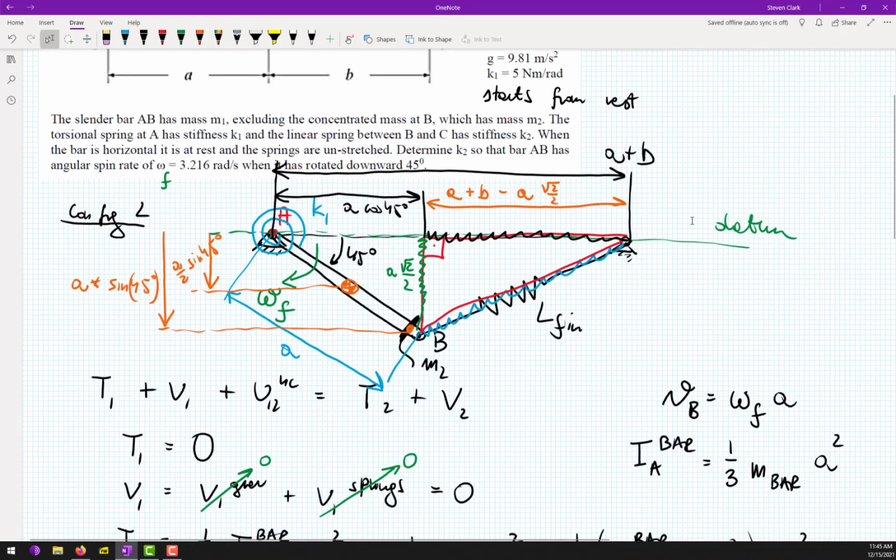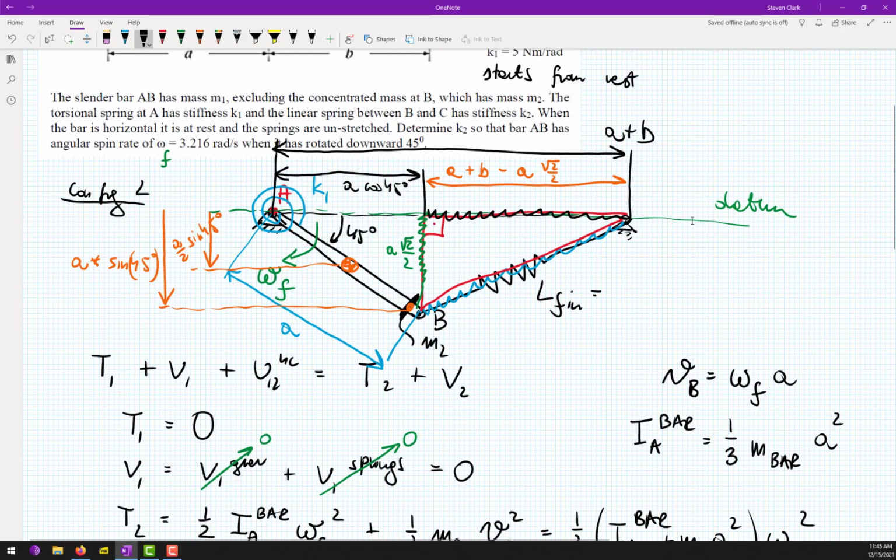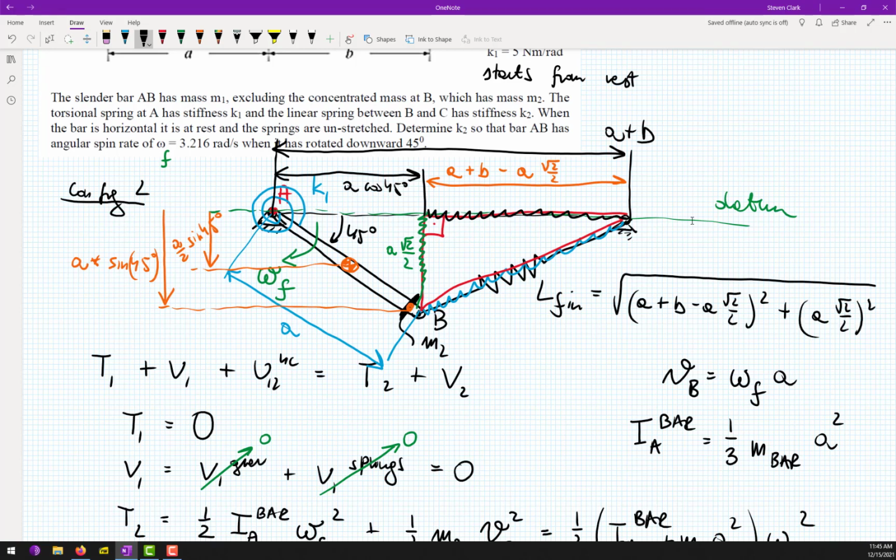So that means that our L final will be the following. It will be the square root of (A plus B minus A square root of 2 over 2) squared plus (A square root of 2 over 2) squared. Yeah, you must exercise a little bit with your calculator, yes? And I will tell you later. Yeah, so this is time consuming.